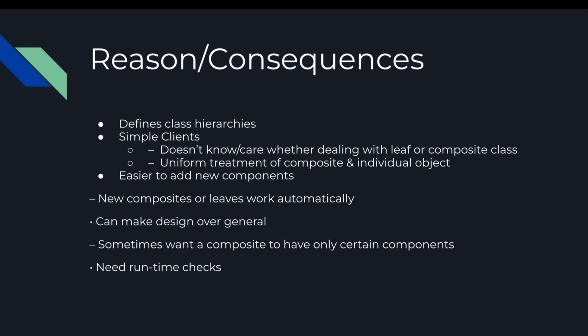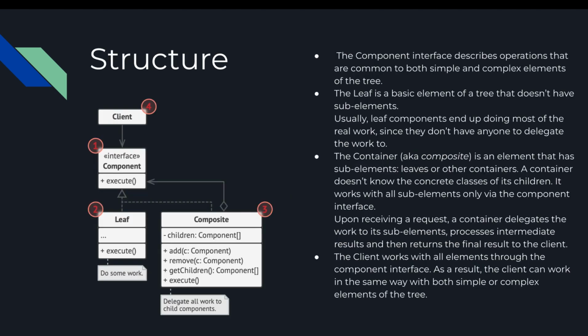Reason and consequences. It defines class hierarchies. Simple clients. It doesn't care whether dealing with leaf or composite class. Uniform treatment of composite and individual object, and it's easier to add new components. Consequences: new composites or leaves work automatically. They can make the design overly general. Sometimes you want a composite to have only certain components, and it needs runtime checks.